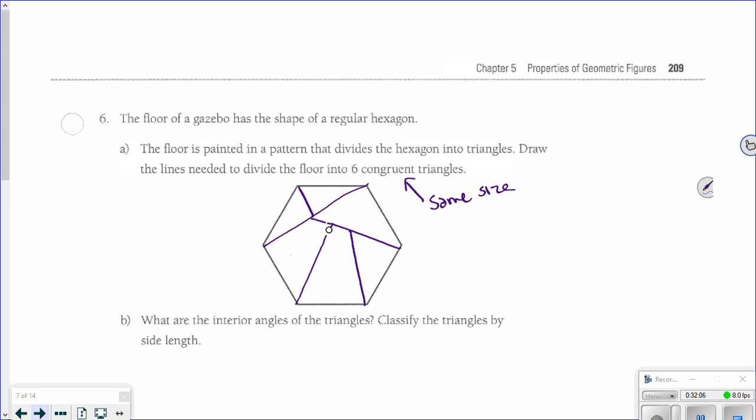Well, that last one's not really a triangle. But I could do crazy things. These are not congruent triangles because they're not all equally sized. If I want congruent triangles, or triangles that are the same size, I have to go opposite vertices and connect them. Okay, if you do a good job of it, your triangles should all be the same size.